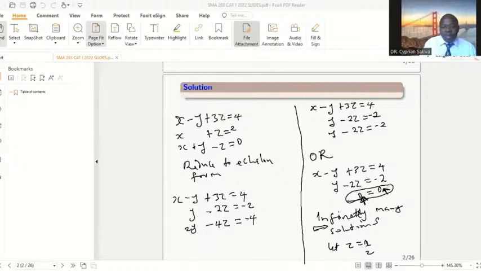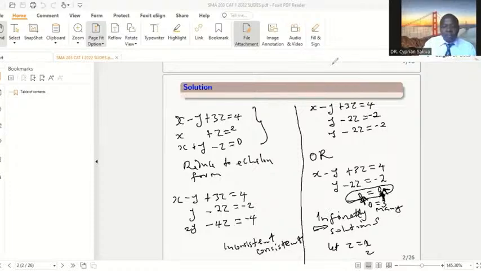Now, supposing the right side was non-zero, and the left side was 0, so that we have something like 0 equals 3, then it means the system has no solution. A system that has no solution, we said, is called inconsistent. An inconsistent system has no solution, but one that has a solution is called consistent. So the system that we are given here is a consistent system, but it has infinitely many solutions.